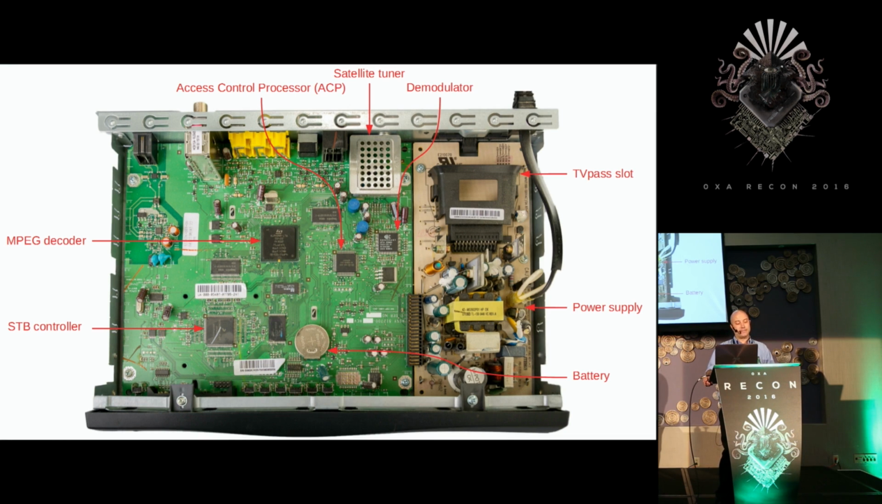It communicates with the MPEG decoder as well as with the ACP via an SPI bus. A battery is used to provide backup power to the ACP, so it always retains its RAM contents even if the box is unplugged. There's a TV pass slot near the power supply. This is an upgrade slot with a card edge connector to allow for security upgrades. The system has stayed secure, so the TV pass slot was never used, and in the newer versions of the set-top box, they actually took this out.